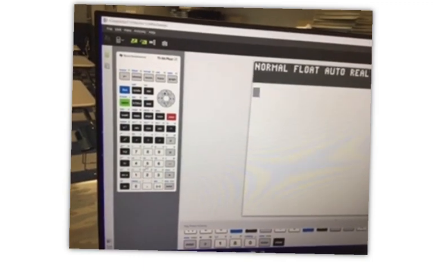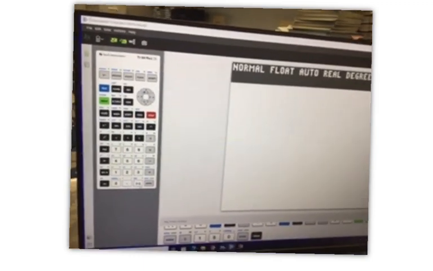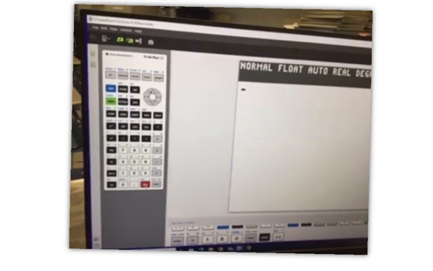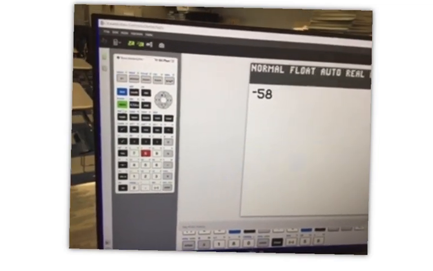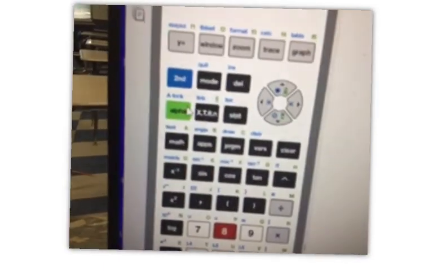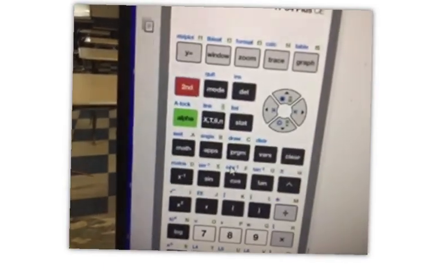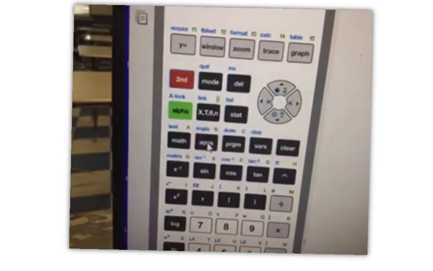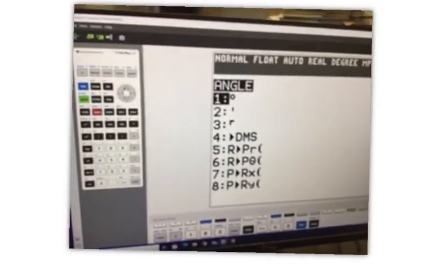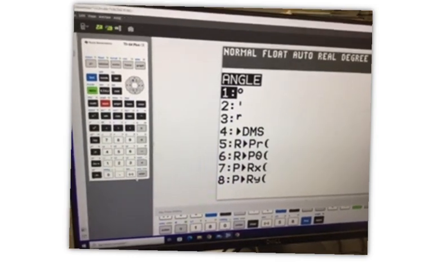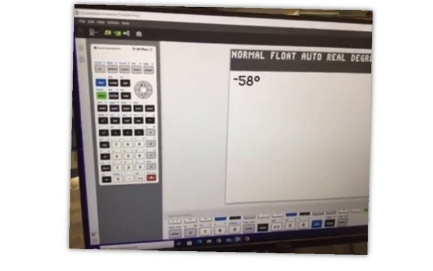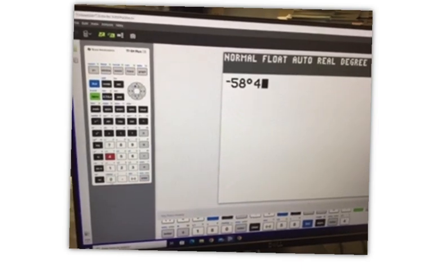So let's put in again here. I've got a TI-84. If I did negative 58 degrees, I put in negative 58. To get the degree symbol on a TI-84, we click second and then angle here. If I click that, I see here's a degree symbol and the minute symbol are both in that menu. So I've got negative 58 degrees.